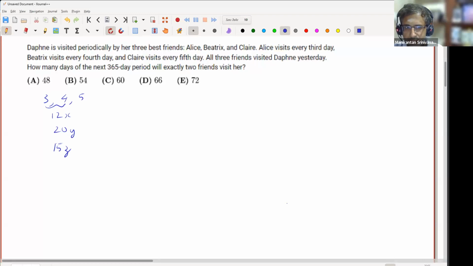Okay. Good start. Suppose it's just 3 and 4. Let's focus on only those cases where A and B will go, but C will not go. Can you tell me how many numbers will be there like that?